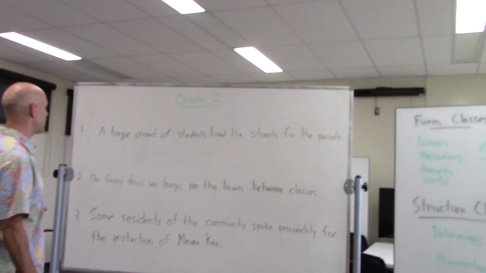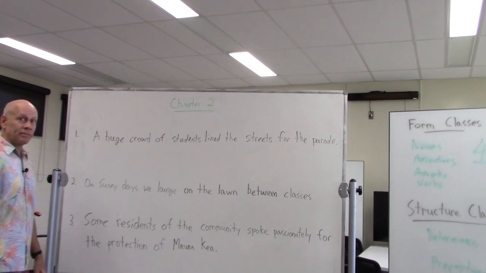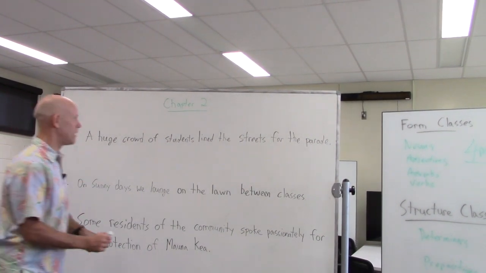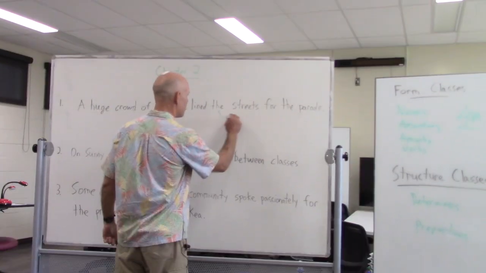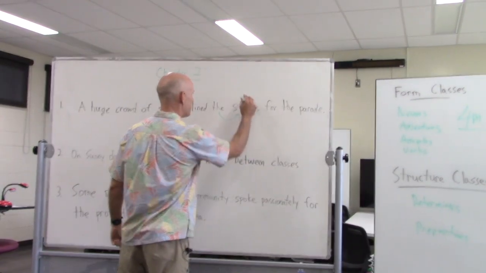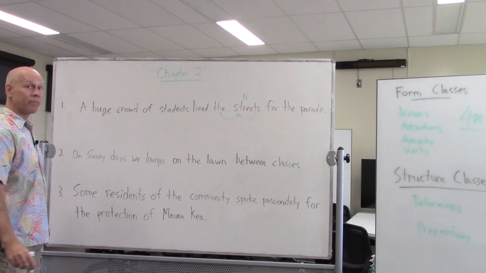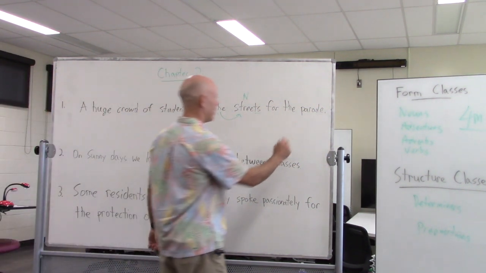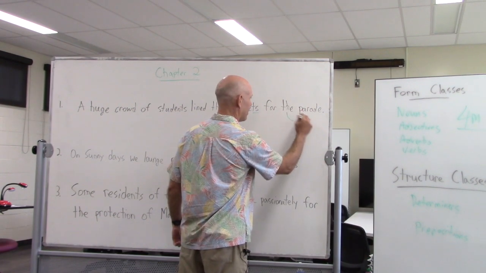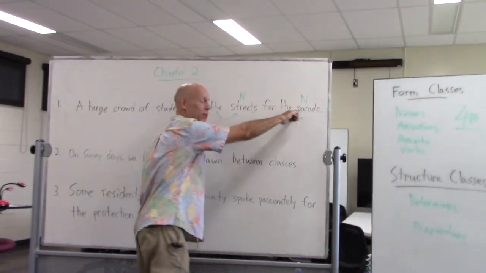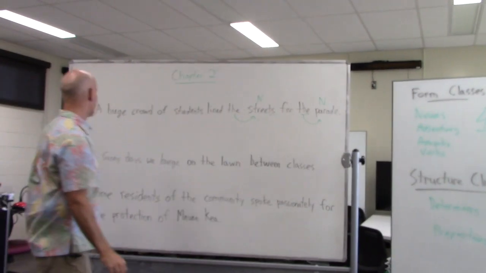So let's just figure out what the nouns are. Can you see any nouns in here, Kenny? Streets is a noun. Why? Because it's got a determiner, right? And it's plural. Got to be a noun. What else? Parade. Why? Because it's kind of a thing, right? And it has a determiner, right? And what else?